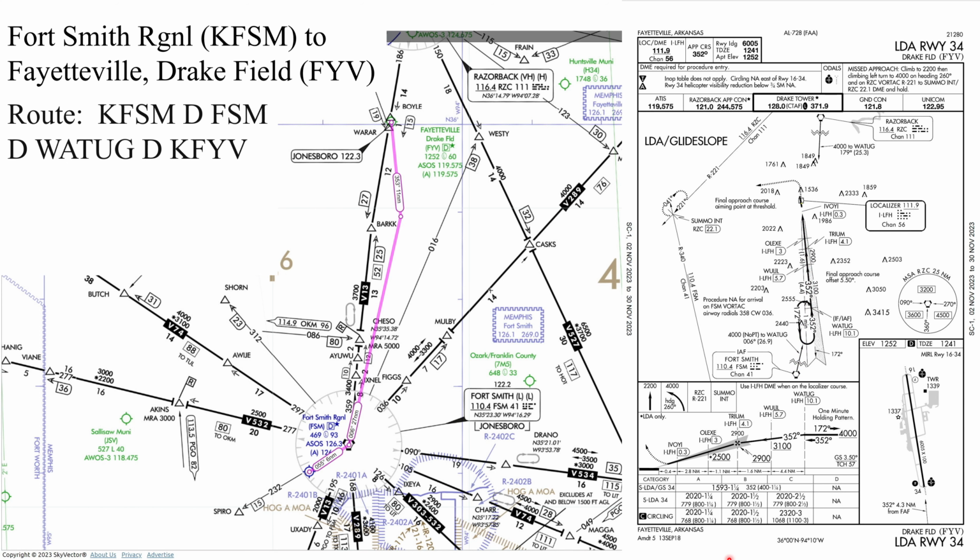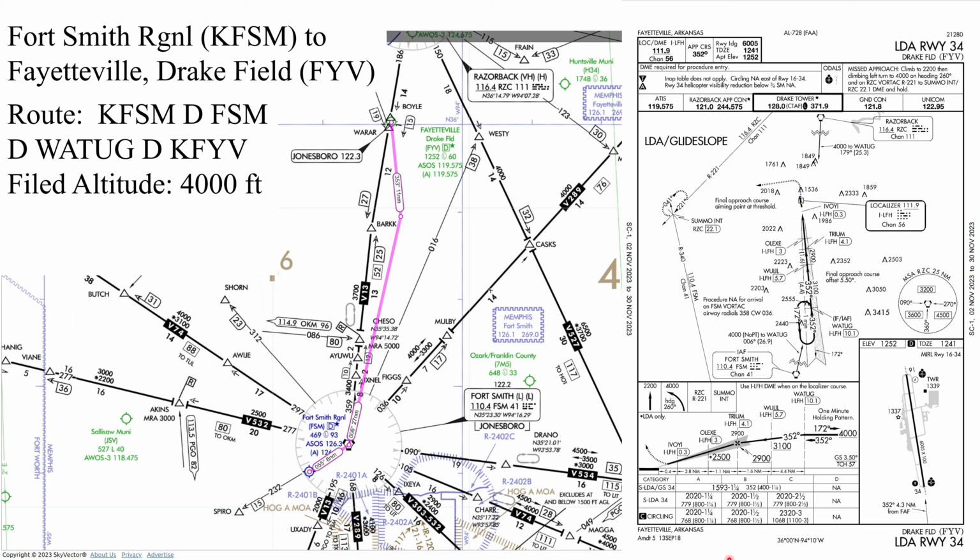Our filed route will be Fort Smith Airport, direct Fort Smith VOR, direct Watug intersection, direct Fayetteville Airport, though in real life you could probably just file from Fort Smith Airport to Fort Smith VOR and then direct Drake Field and let them know that you'll be starting the approach, the LDA approach, from the VOR.